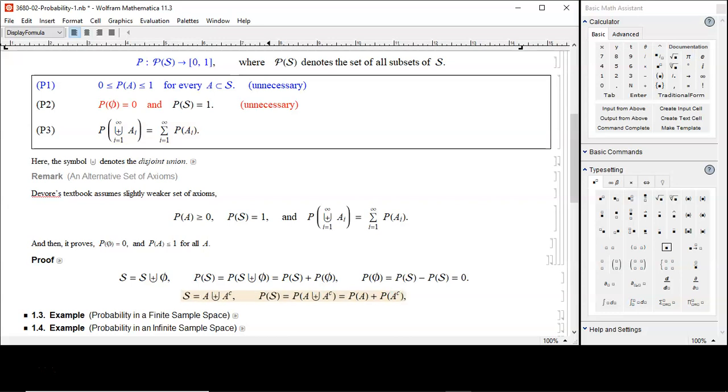Alright, are you with me here? Now, the probability of the whole space is 1. That's part of the axiom. So the probability of this entire sample space is 1. So this thing, we express it as 1. And that is equal to the probability of A plus the probability of A complement.